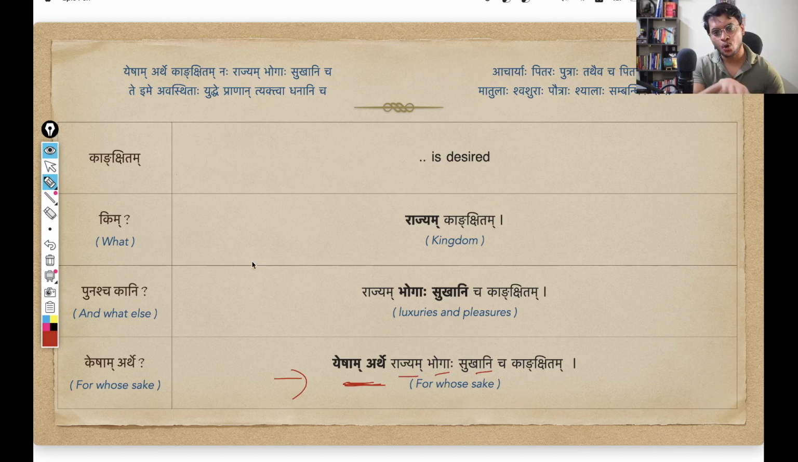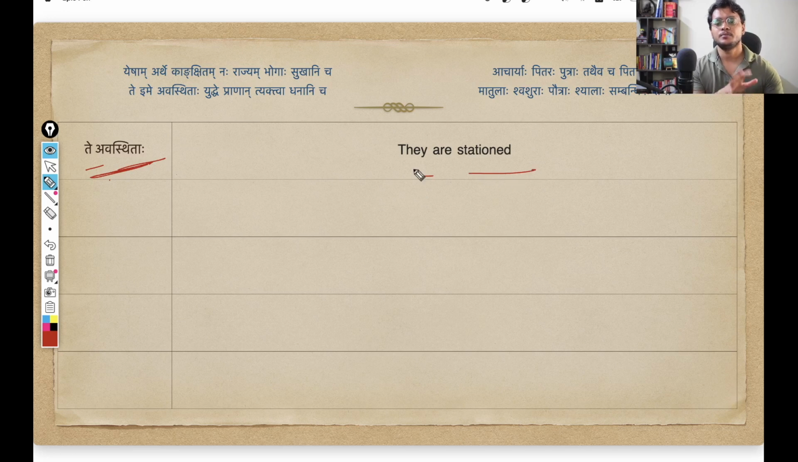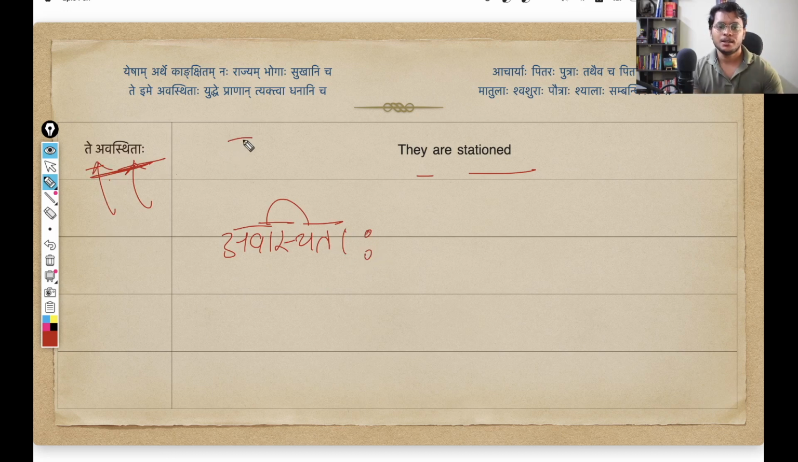So this is the context. For all whose sake these things are desired. And let us move forward now. Now he is saying te avasthitaha, that for all whose sake these things are desired, te avasthitaha, they are stationed. That is the sense in which Arjuna is continuing. This avasthitaha, again we have also seen this word before. Avasthita comes from the pratipadik avasthit, and avasthit simply means someone or something that is stationed, that is present, positioned somewhere, some place. And since it is referring to all those people, Arjuna is referring to this set of people as they.